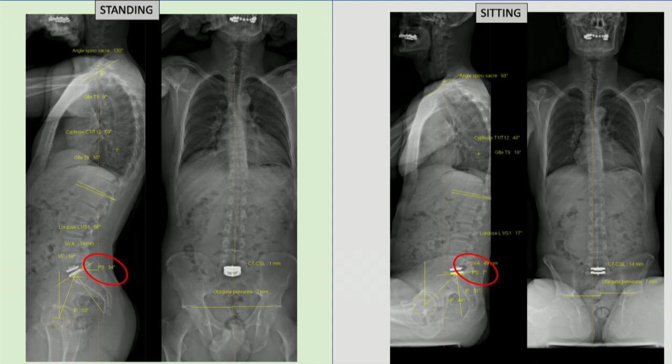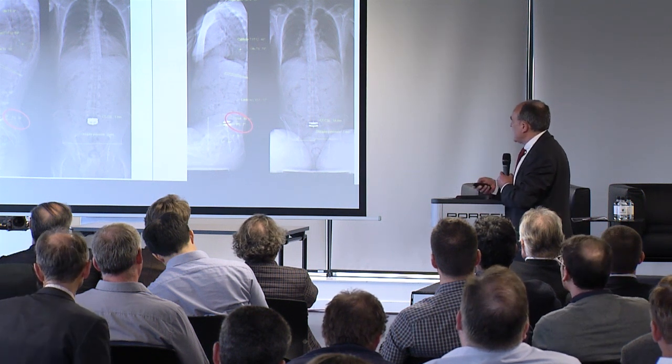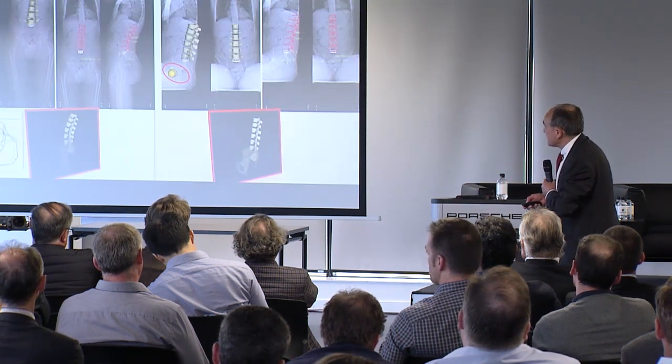We see that in sitting position, the sacral slope is 7 degrees. The incidence angle is 51. Standing, of course, the incidence angle is the same. And you see that the sacral slope is 34. So nothing very, very strange. But despite this, the patient described very precisely a feeling of instability.